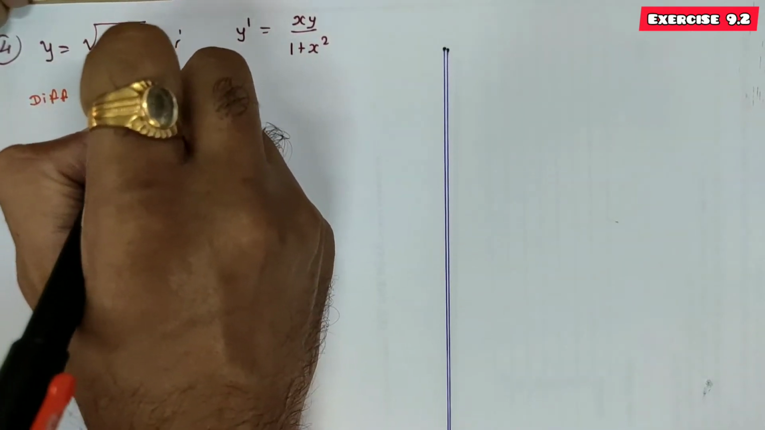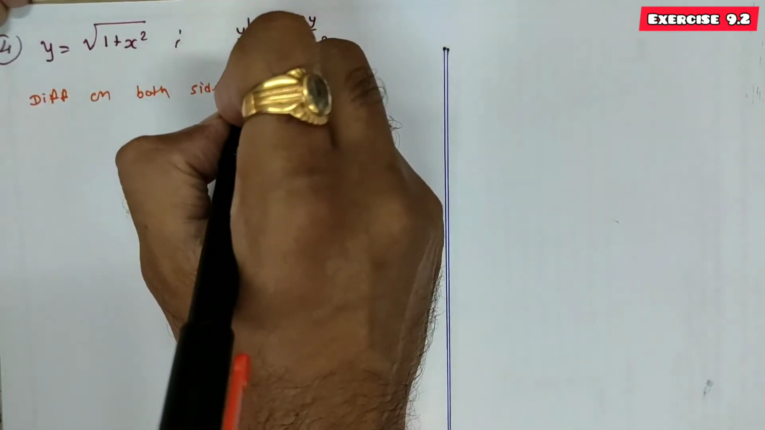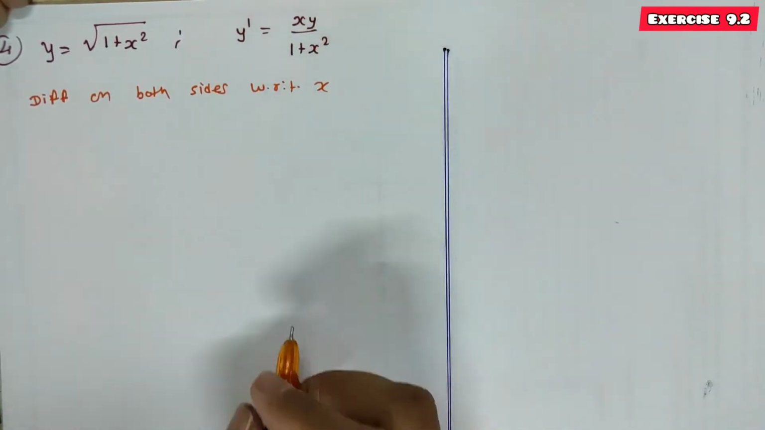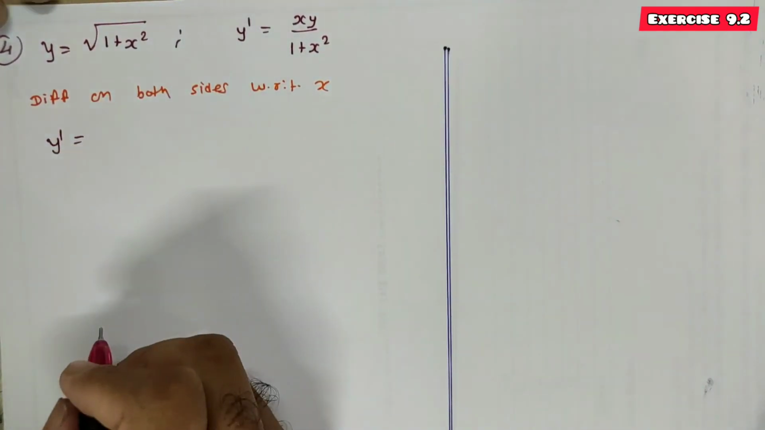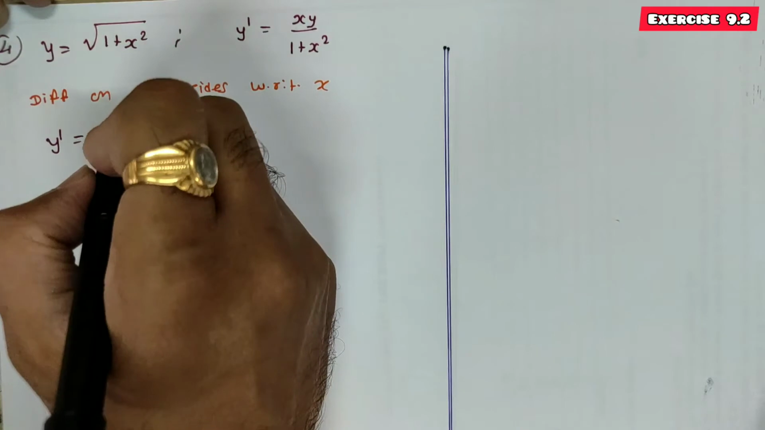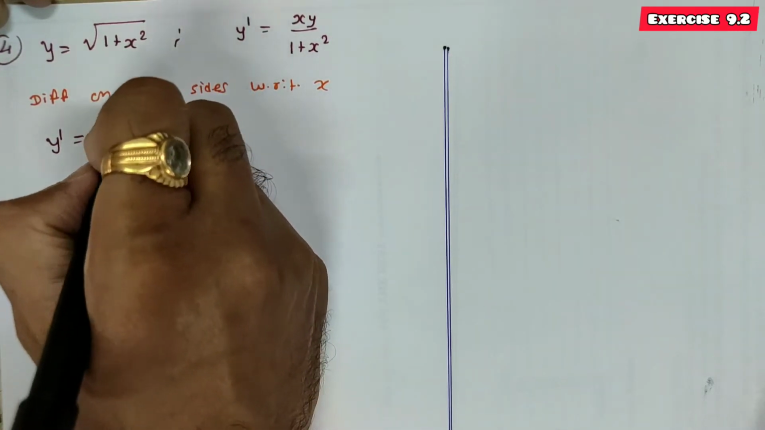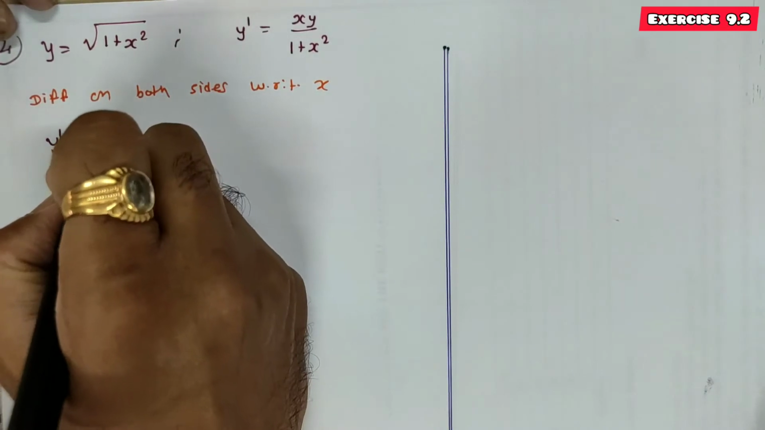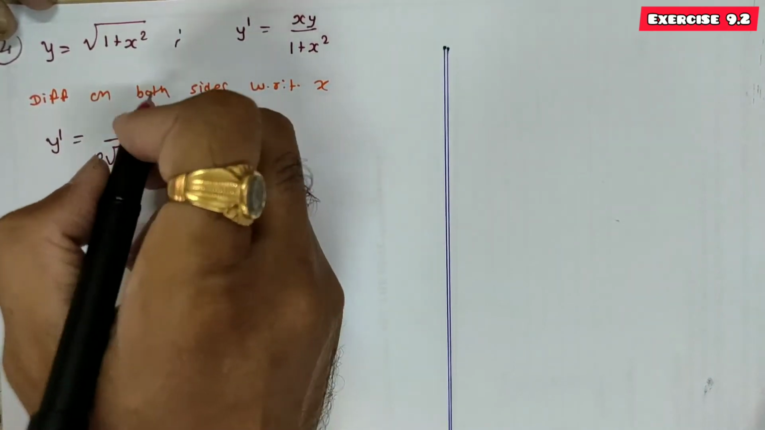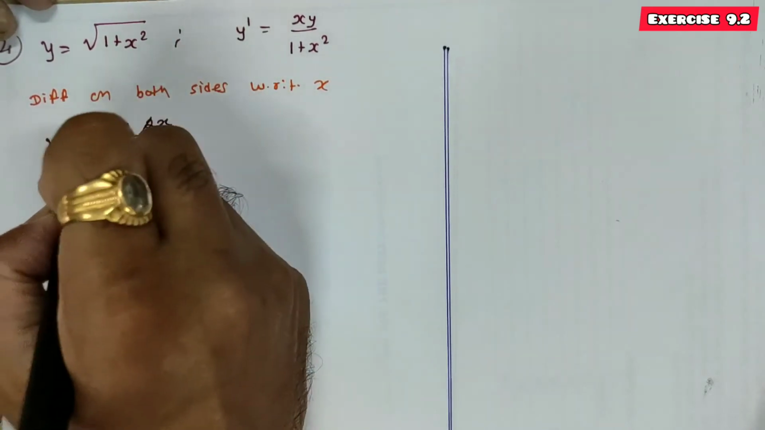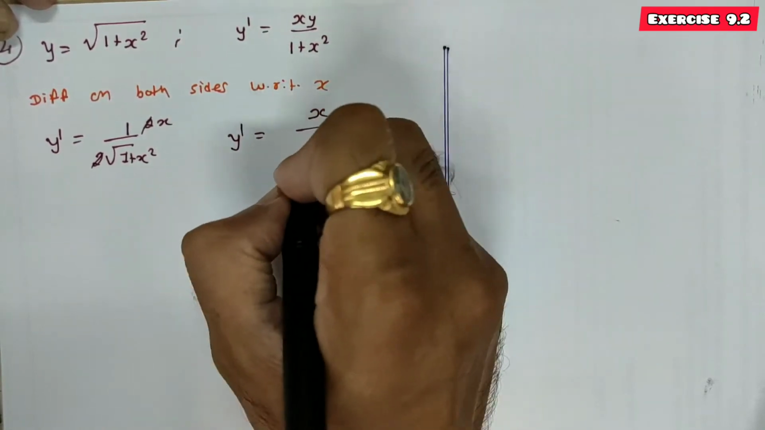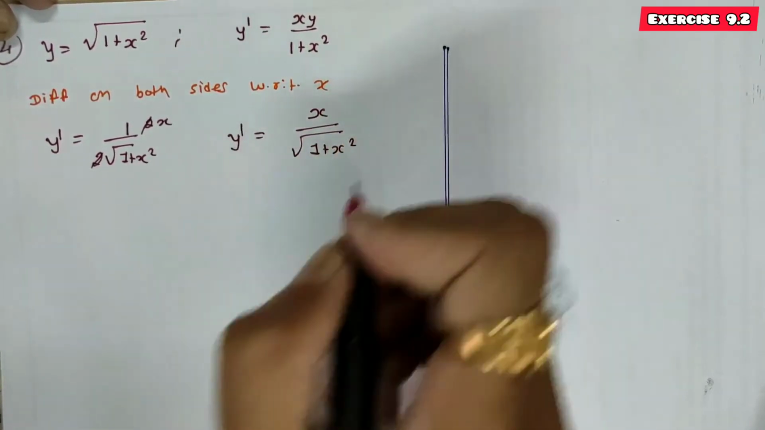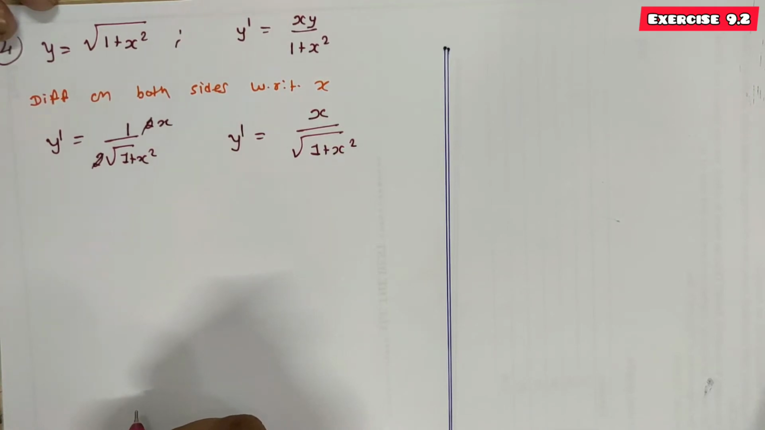Differentiate on both sides with respect to x. So here we are getting y dash. What is the differentiation of square root of 1 plus x square? It is 1 upon 2 root 1 plus x square. Again the differentiation of x square is 2x. So this 2 will be cut. Therefore we are getting y dash equal to x upon square root of 1 plus x square. Done. So this is result number 1.